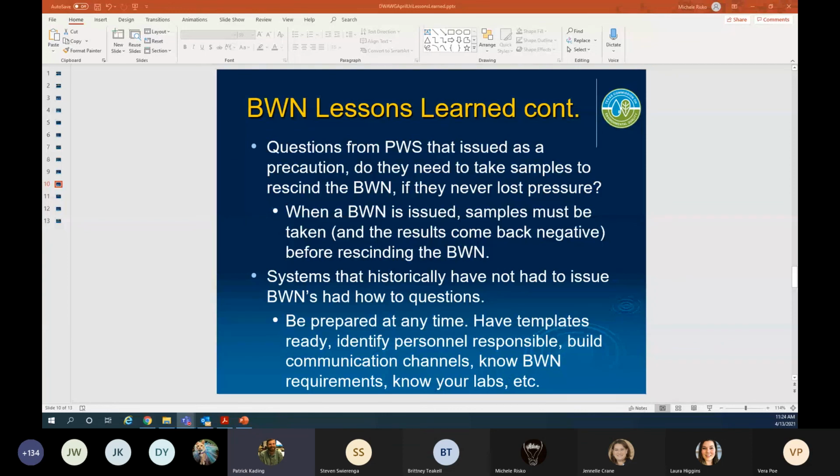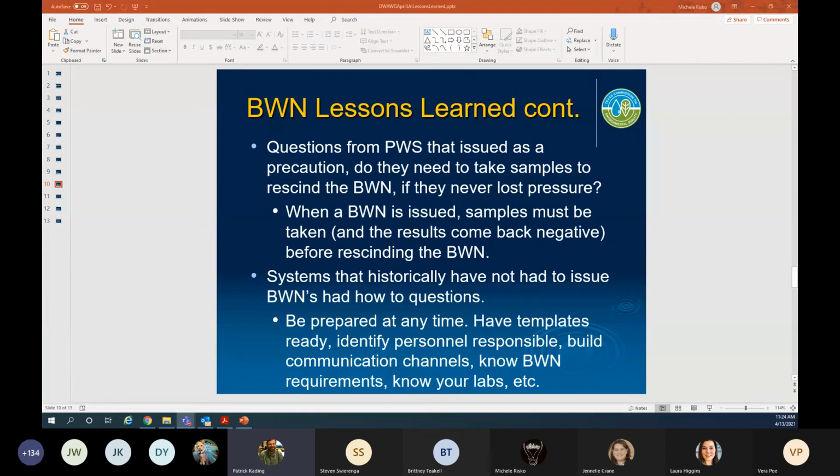Also, identify the personnel who are going to be responsible for the different tasks. Obviously you're going to have folks working to resolve the issues that caused the boil water notice, but you also need folks working on getting the boil water notice out to customers.